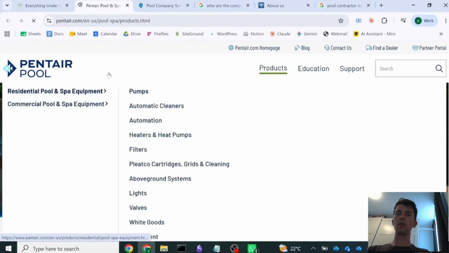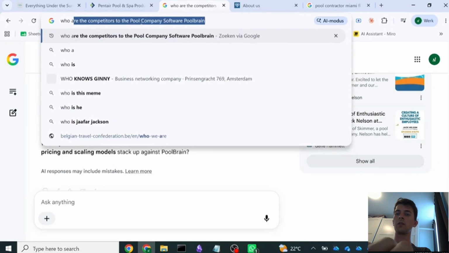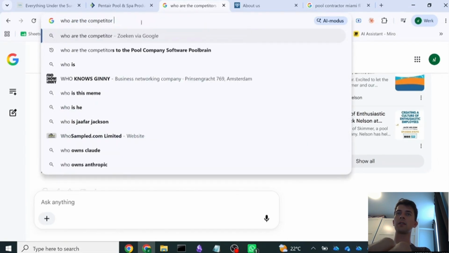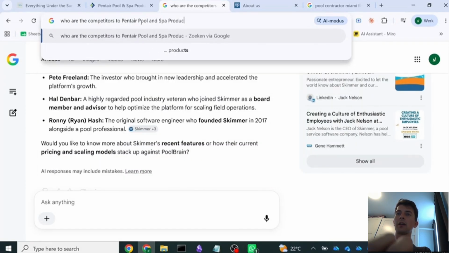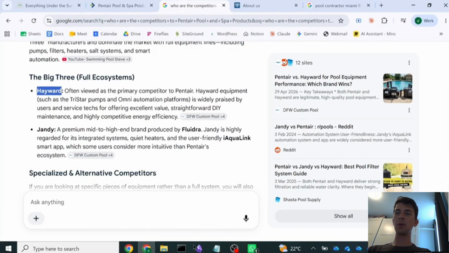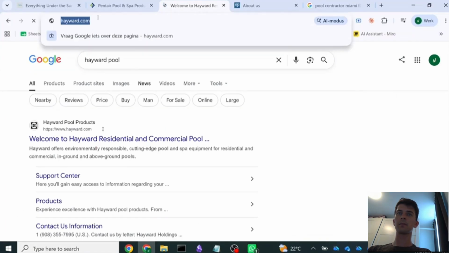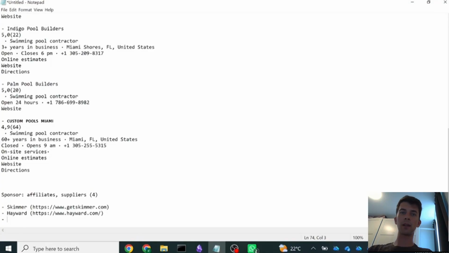So we've got Pentair Pool. They've got some products here, which is a pretty good sign, specifically for pool maintenance, it looks like. Who are the competitors to Pentair Pool and Spa products? So the big 3 manufacturers would be Hayward and Jandy. I'll just copy one of these down. So their website is going to be hayward.com. These guys would be awesome to sponsor or exhibit, but we'll get back to that in a little bit.